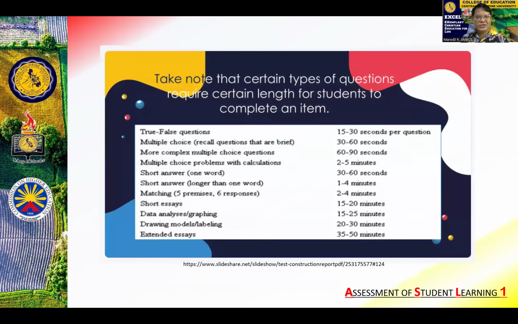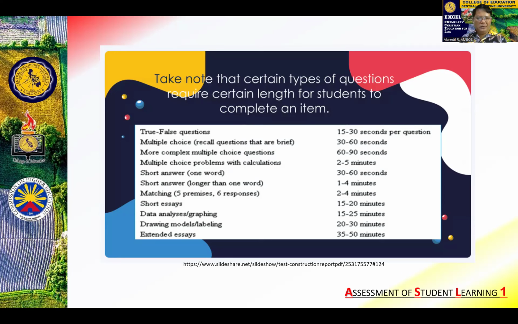Take note that certain types of questions require a certain length of time for students to complete an item. For example, we have here the true or false test. It requires 15 to 30 seconds per question. Okay, what about multiple choice? These include the recall questions that are brief, so you have 30 to 60 seconds per question. And then for more complex multiple choice questions, you need to have 60 to 90 seconds for that.